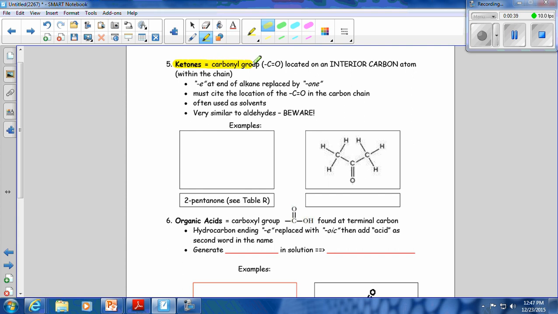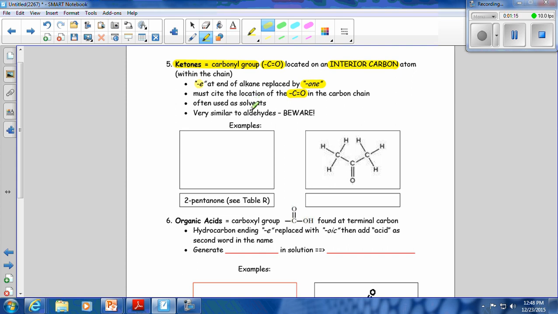Now on page 18, a little bit more information on our ketones. Now what you have is you have a carbonyl group. There's our C with the double bond of oxygen located, here's the key, within an interior carbon within this chain. To name it, the E at the end of the alkanes is going to be replaced with an O-N-E, one. Must cite the location of the carbonyl group for this. It's often used in many solvents like acetone. Acetone is a product that's used in nail polish remover.